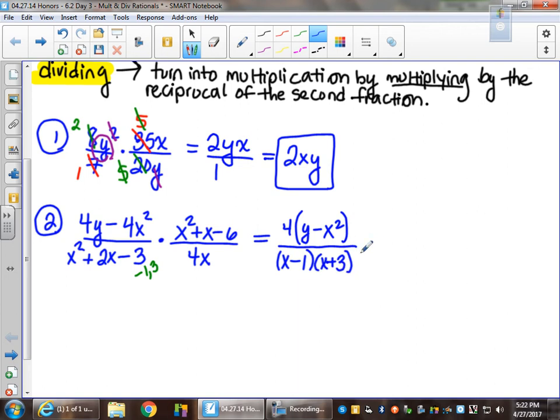So I just finished looking at my second piece, times. Now I'm looking at this piece, x squared plus x minus 6. A is 1. I'm looking for factors of -6 that add to 1. So I'm thinking 2 and 3, where 2 is negative. So I'm going to get x minus 2, x plus 3, all divided by 4x.